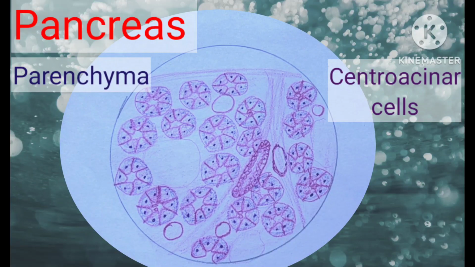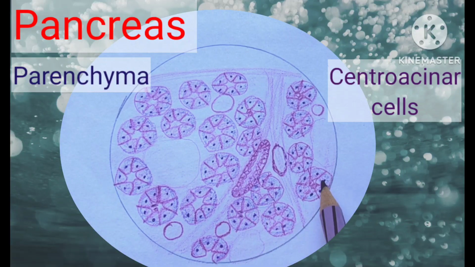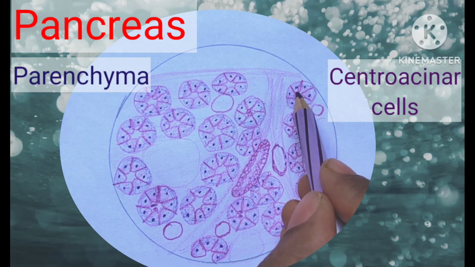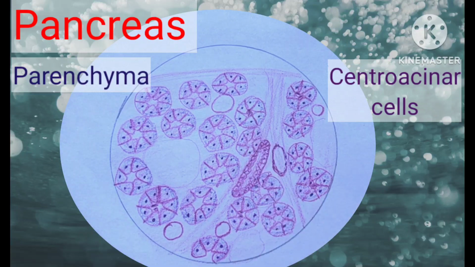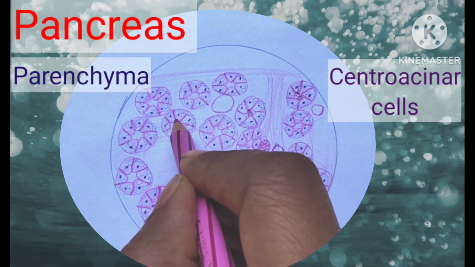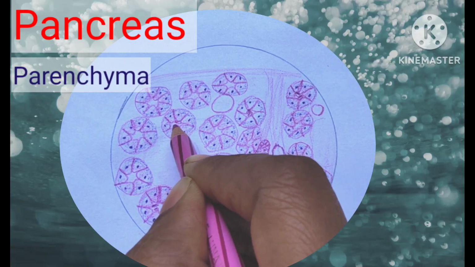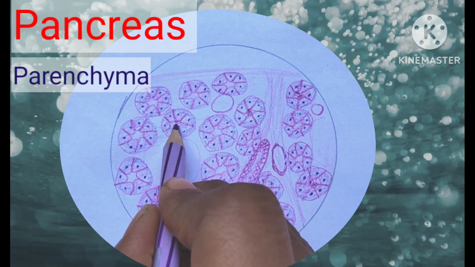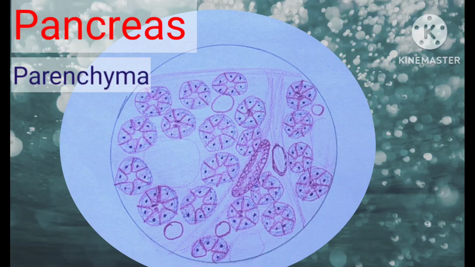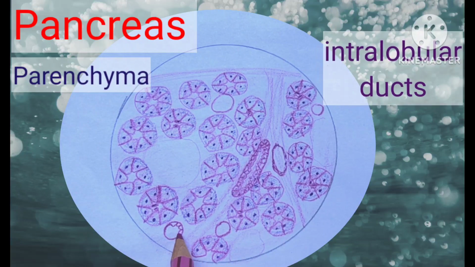They are nothing but the beginning of the intercalated duct. So the intercalated duct will begin in the center of the acini itself. In that section you will see some flat cells, squamous to very low cuboidal cells, present in the center of the acini. They are the feature of the pancreas, the centroacinar cells.